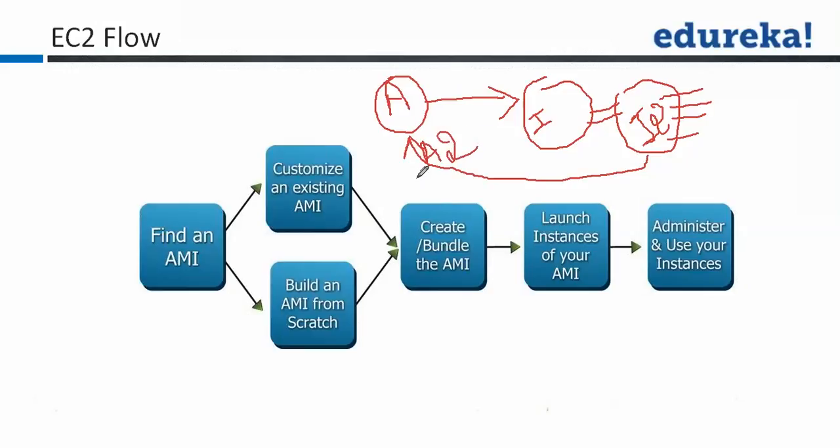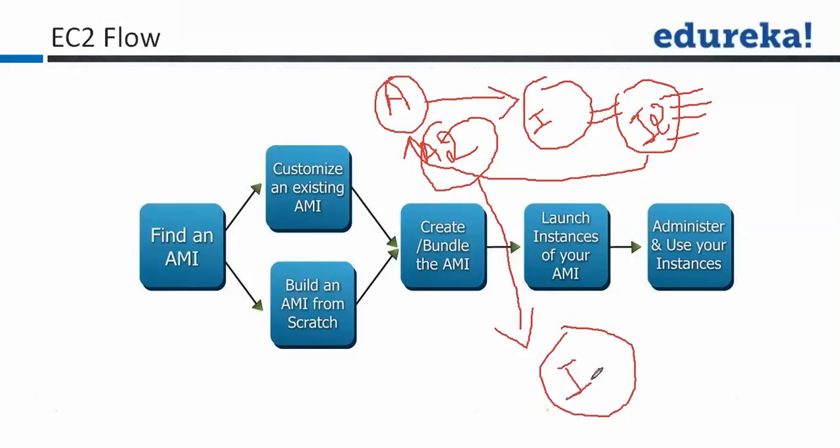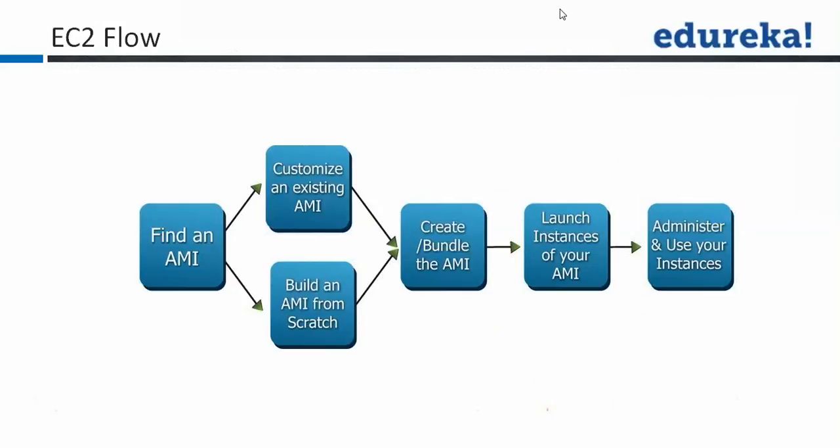So in future, when you launch A2, you will get an instance exactly equivalent to I2, which will have the database, application server, operating system, and queuing software, everything installed from the beginning. Because when you created the AMI, this software was part of it. So whenever you launch an instance from that AMI, it would have that software and all the data available there.